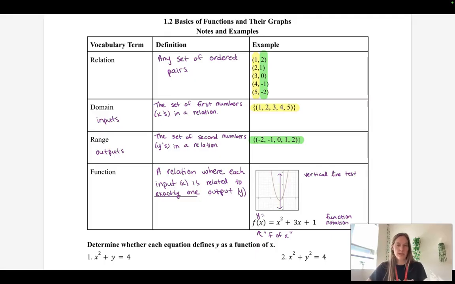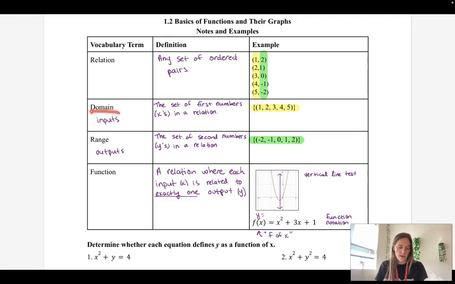So a relation is any set of ordered pairs, and it doesn't necessarily have to be x, y ordered pairs, but for this class it will be. So the ordered pairs in this example are 1, 2, and those are just x, y coordinates. So these are all x, y coordinates.